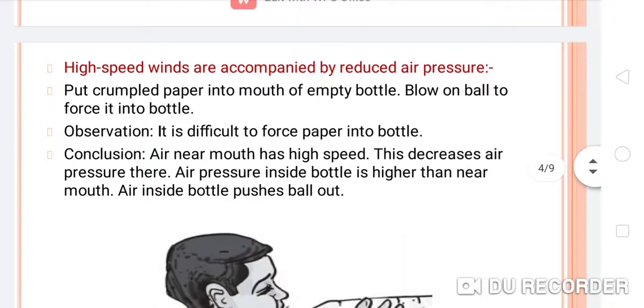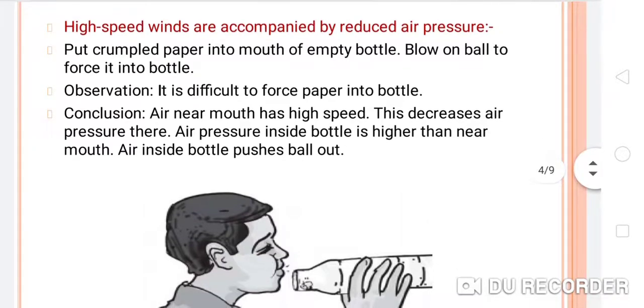Now let's come to the next topic, that is high speed winds are accompanied by reduced air pressure. So let's see, students, how high speed winds are accompanied by reduced air pressure. Here we are going to discuss an experiment. Put a crumpled paper ball into the mouth of an empty bottle, and in the next step blow on the ball to force it into the bottle.